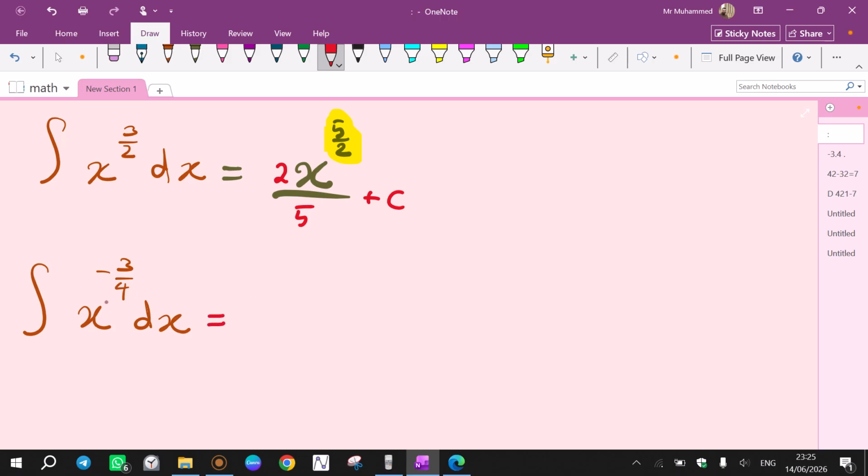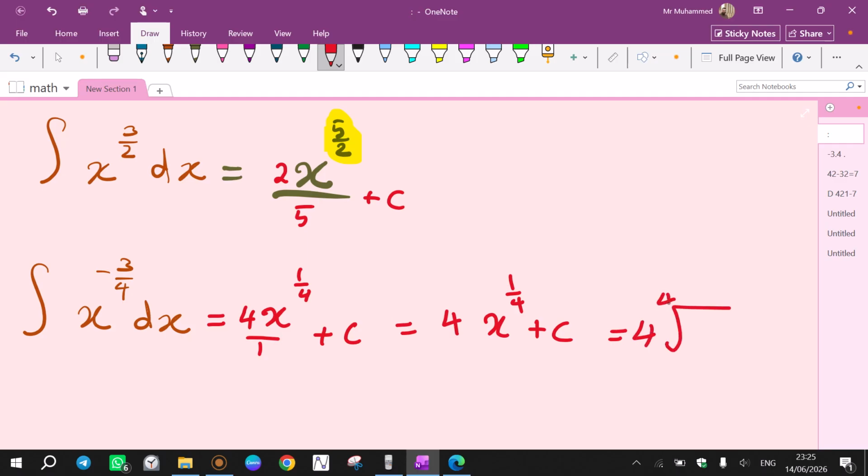Let's do this. Again, negative 3 over 4 plus 1, power plus 1 over new power. Negative 3 over 4 plus 1 is going to be 1 over 4. So the result will be x power 1 over 4, and here 4 over 1 plus c. Anything over 1 stays the same. Now I have 4x power 1 over 4 plus c. Simplifying, this is x power 1 under quartic root. So 4 quartic root of x plus c. This is the final answer in the simplest form.